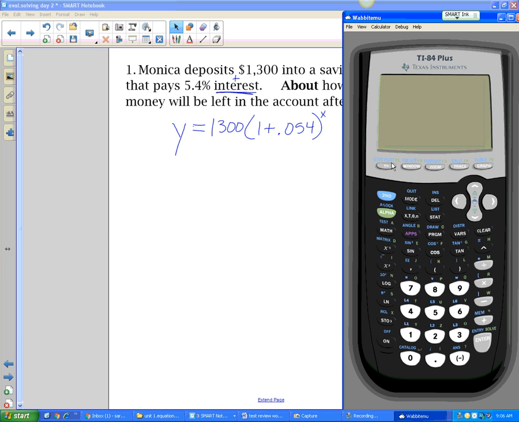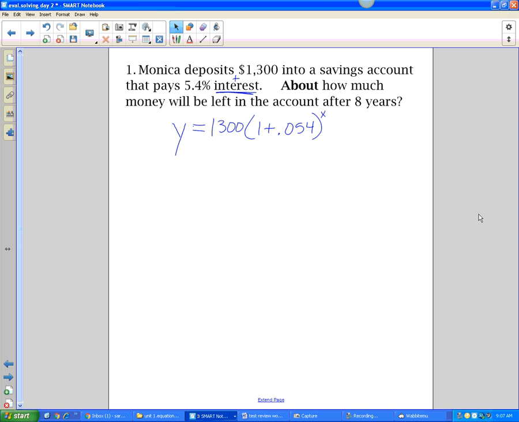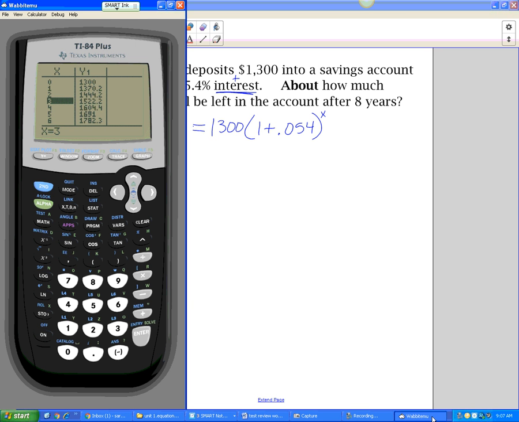So in my y equals, I am typing in 1300 parentheses 1 plus 0.054 to the x. And I'm going to go to second table. And Gracie, what am I doing once I go to second graph? Good. Go down to 8. Go down to 8. So what's the answer, guys?